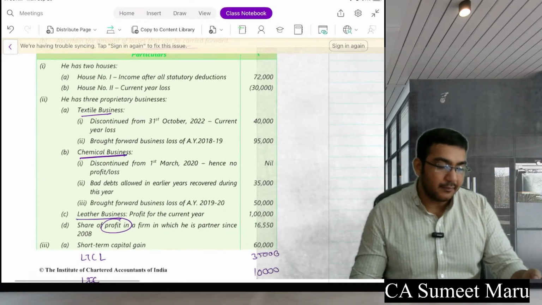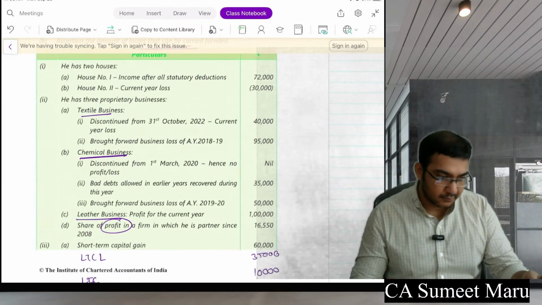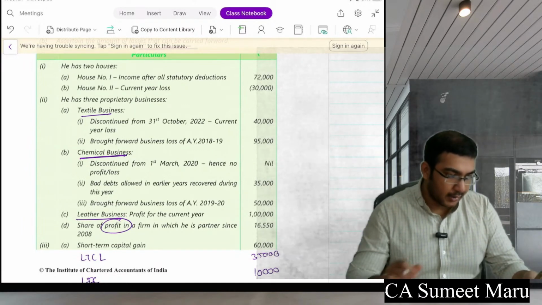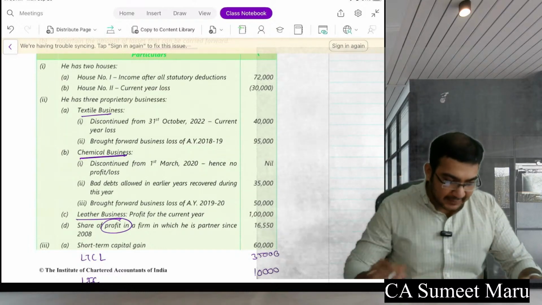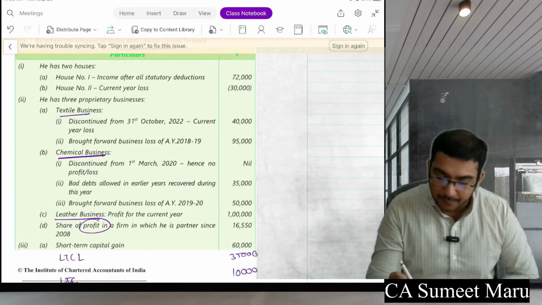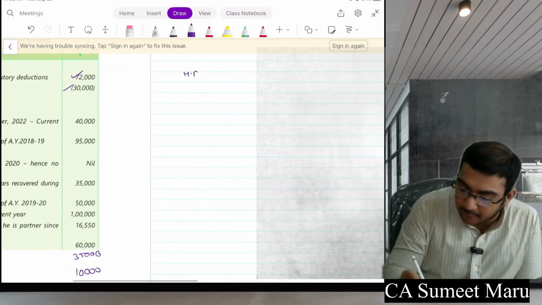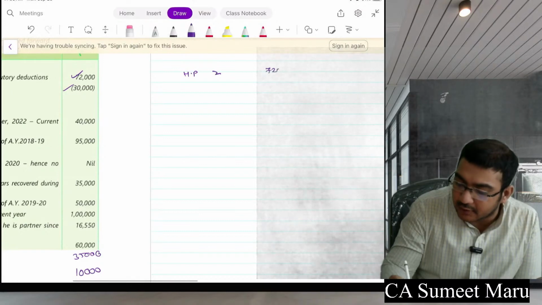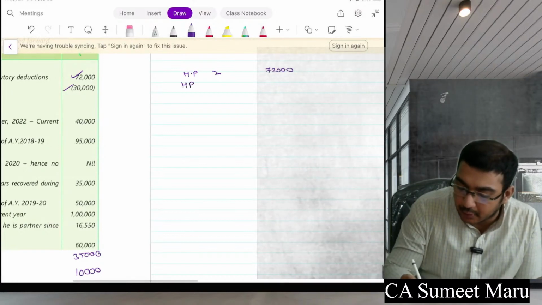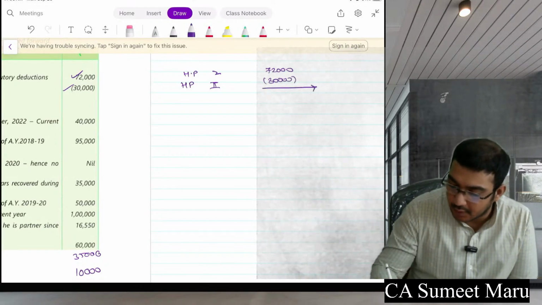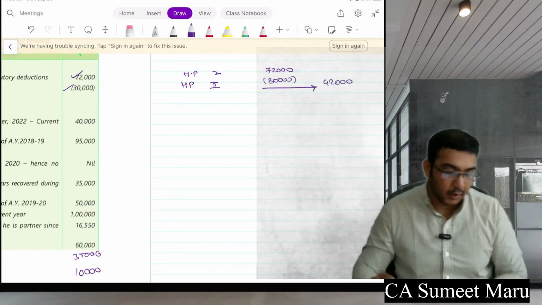Shall we solve, everyone? Okay, let's begin. See, first thing here, house property: you have profit from one versus loss from another. Fine, you can set them off. So house property 1, 72,000 profit. House property 2, loss of 30,000. Outside it will be how much? It will be 42,000.